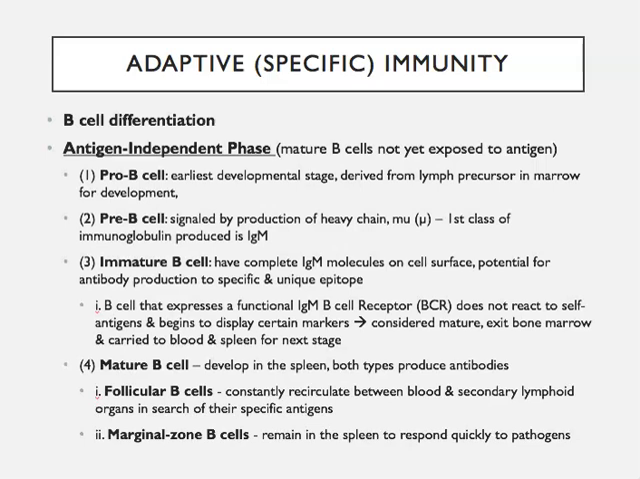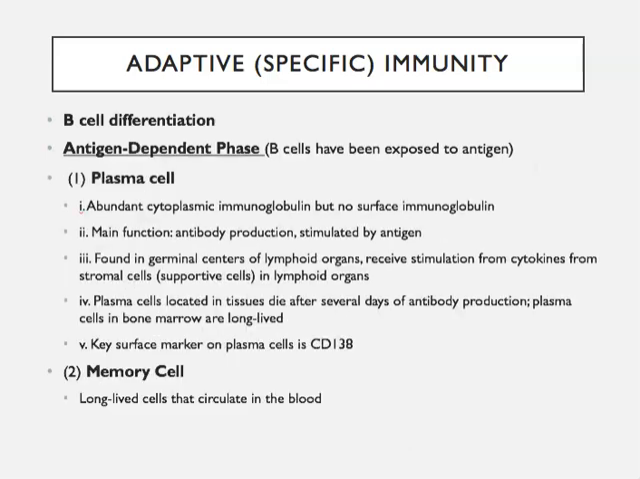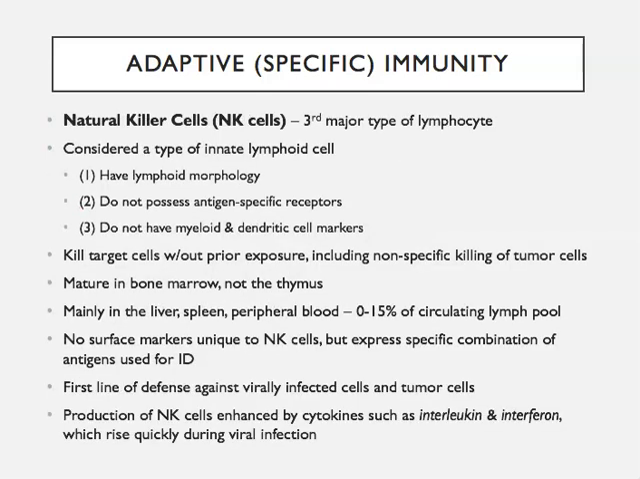Natural killer cells, or NK cells. Here we go. Natural killer cells are the third major population of lymphocytes. They're considered a type of innate lymphoid cell. So they have lymphoid morphology. They don't possess antigen-specific receptors. They don't have myeloid and dendritic cell markers. So they can kill target cells without prior exposure, and that includes the nonspecific killing of tumor cells. They mature in the bone marrow, not the thymus.